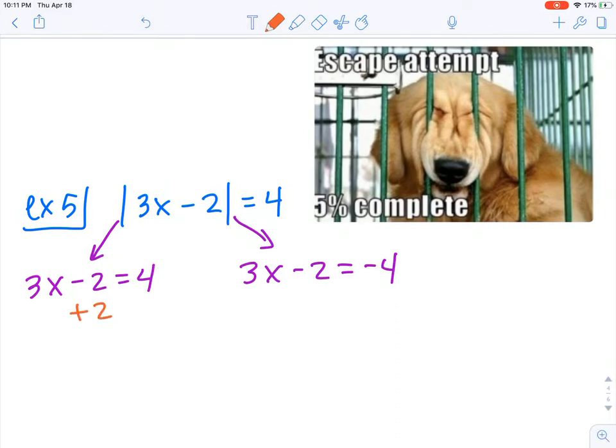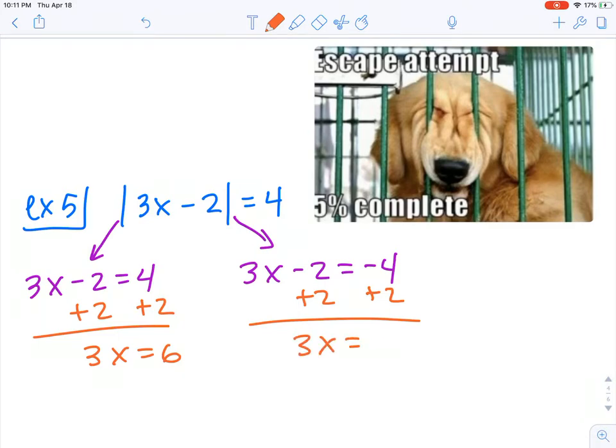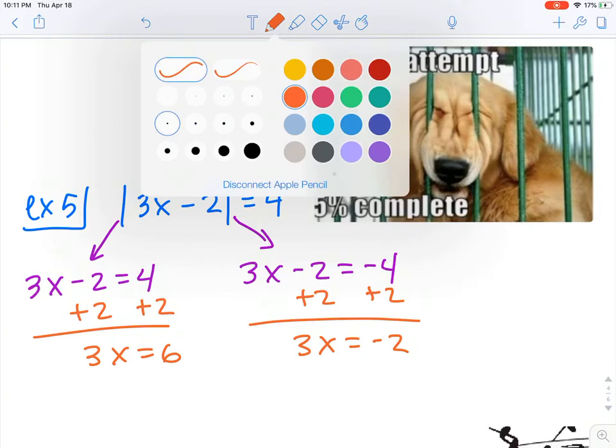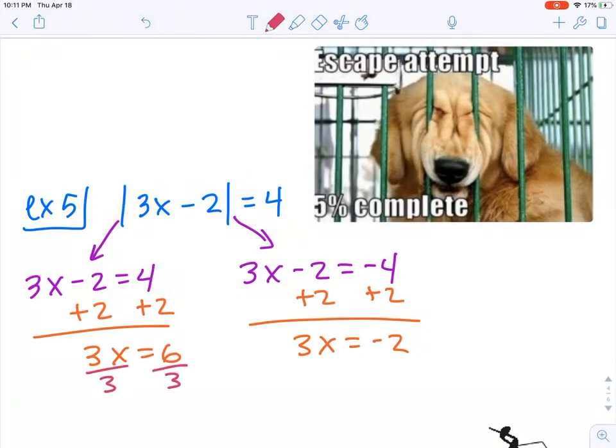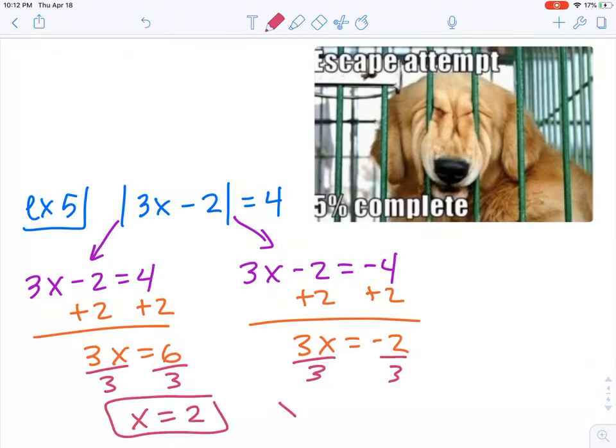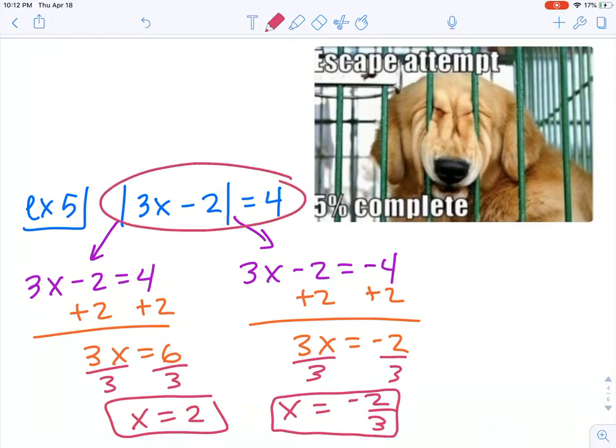I begin this process by adding 2 to both sides, so 3x equals 6. I need to do the same to this equation also, so 3x equals negative 2. And to finish solving, I need to divide both equations on both sides by 3, which gives me a solution of x equals 2 and x equals negative 2/3. Both of these solutions can be checked by substituting them back into the original problem one at a time.